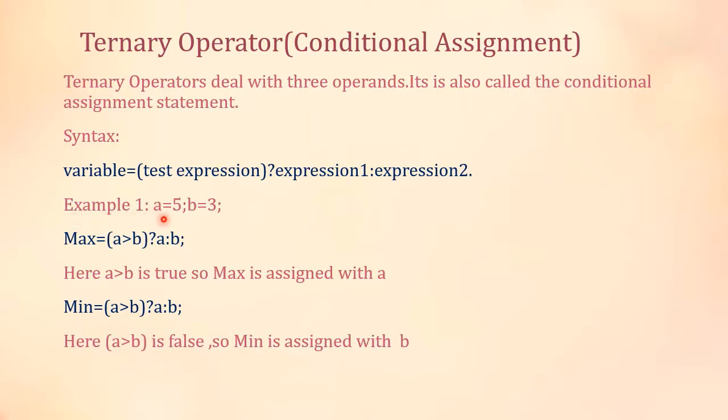Example: a is equal to 5, b is equal to 3. If we want to find out the maximum of these two numbers, what is the bigger value of 5 and 3? We can write a condition. How can we write the condition? Whether a is greater than b. Like that we can write a condition, right? So our test expression is a greater than b. Then the question mark.